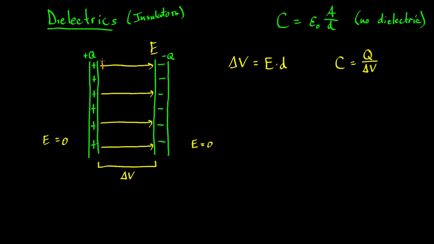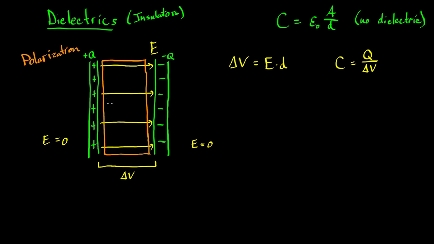So if we put some kind of material in here, I'll just draw it as a big rectangle, some kind of insulating material, which seems strange, but that's what it does. Then we have to think about what happens inside of this material, because even though it's an insulator, we can still have polarization, and that's the key. So we're going to have polarization.